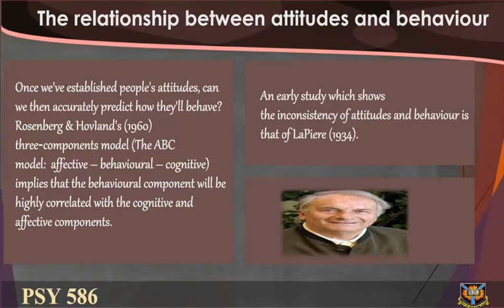Rosenberg and Hovland's 1960 three-component model, the ABC model (affective, behavioral, cognitive), implies that the behavioral component will be highly correlated with the cognitive and affective component. An early study which shows the inconsistency of attitudes and behavior is that of LaPiere, 1934.